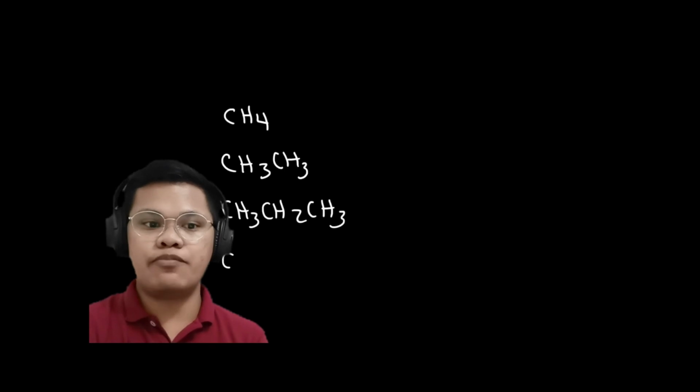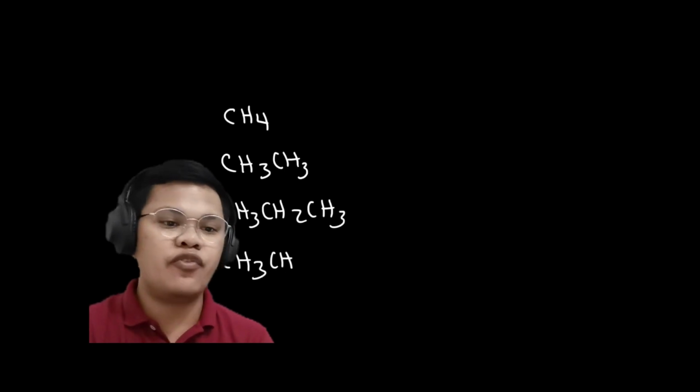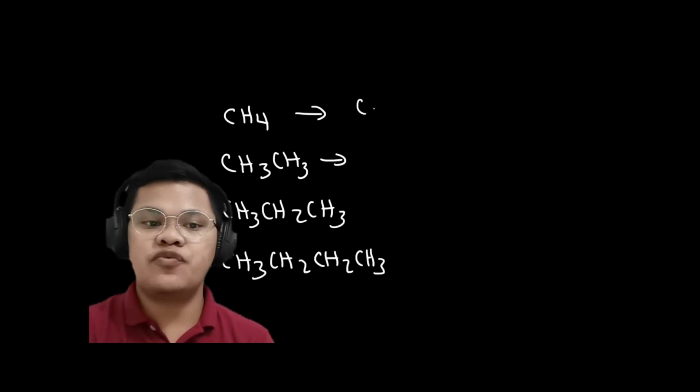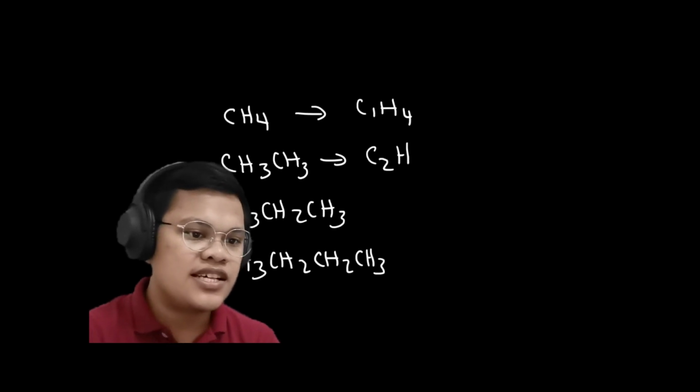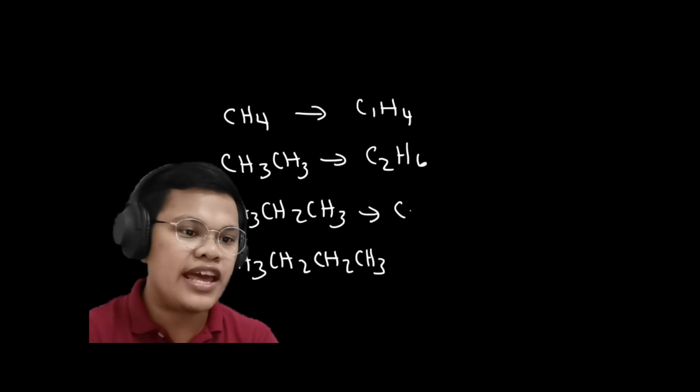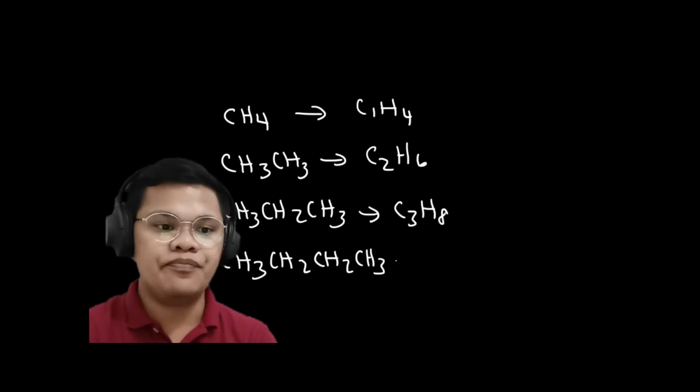So here's a question for you. Consider the molecules of methane, ethane, propane, and butane. Which of the following four molecules will have the highest boiling point? Looking at the chemical formulas, there's CH4 for methane, C2H6 for ethane, C3H8 for propane, and C4H10 for butane.